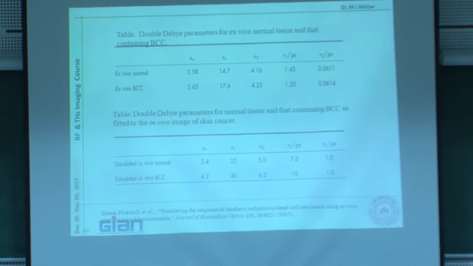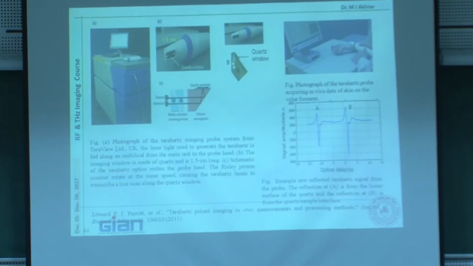These are again some modeling parameters, which people have been using. This is just a simple terahertz probe that you see there. It also has an inbuilt quartz window. The idea is that you have a terahertz source, it goes through quartz, and if you see the time domain, the first reflection is from the quartz window, and the second is from the skin. From these two reflections, you can find out their strength, the time difference, and so on.